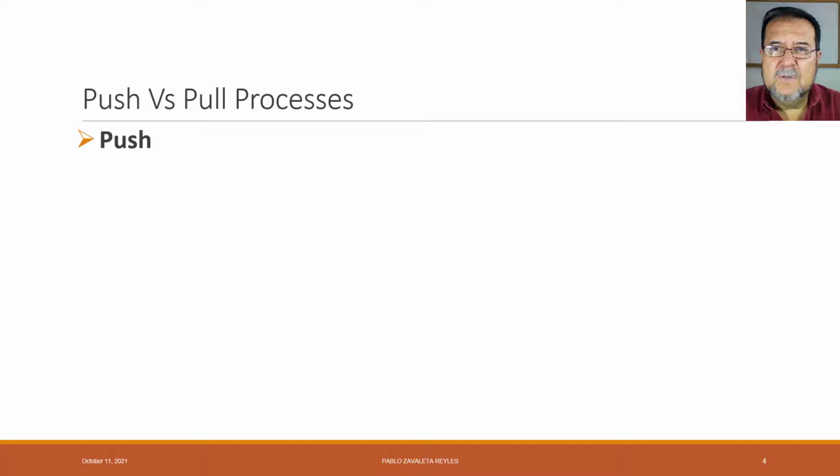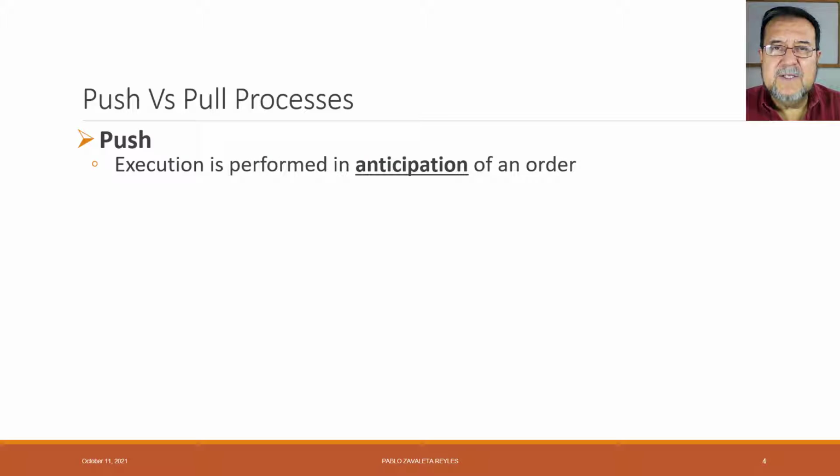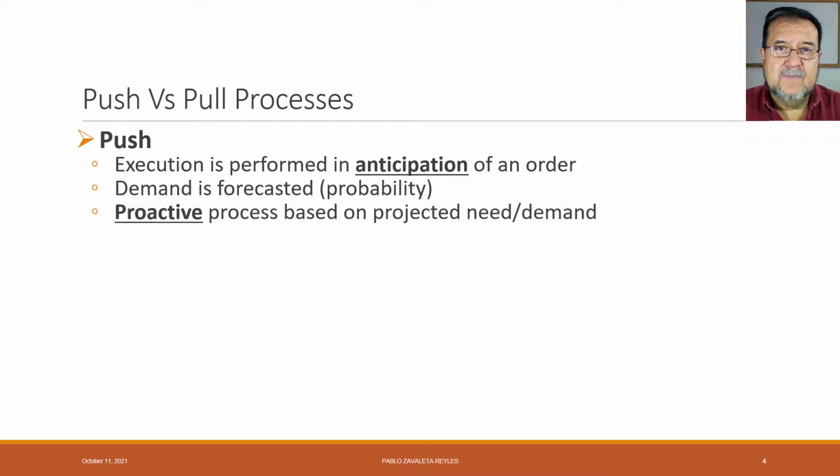In the push process, the execution is performed in anticipation of an order. We don't know yet what the order will be, but we have forecasted it. It depends on probabilities. It's very proactive in the sense that we are based on a projected need or demand, and we're working for it before this happens.